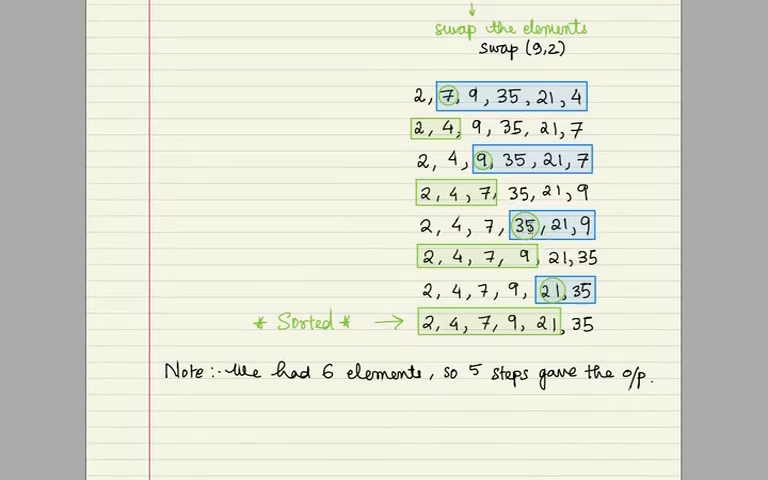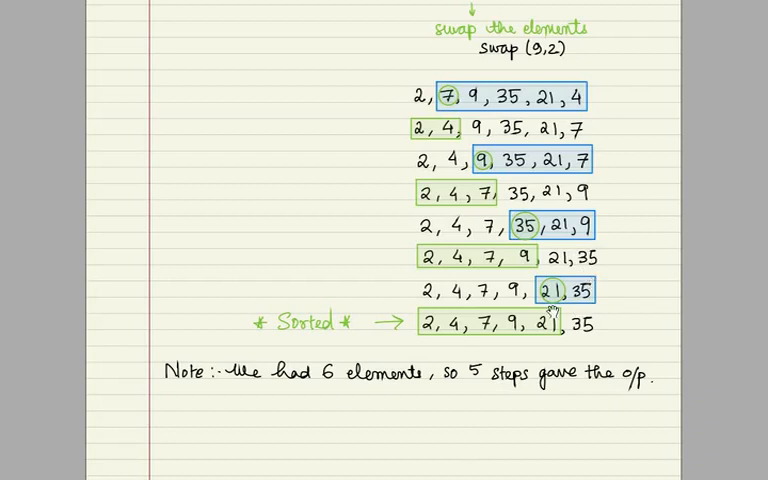We keep 35 in its own place and find the minimum value out of the 3 elements. Of course 9 is the minimum value, so we compare 35 and 9. Since 9 is lesser than 35, 9 will go to the place of 35 and 35 will go to the place of 9. So we have 2, 4, 7 and 9 in their correct places, and the only elements that are yet to be put to the right place are 21 and 35.